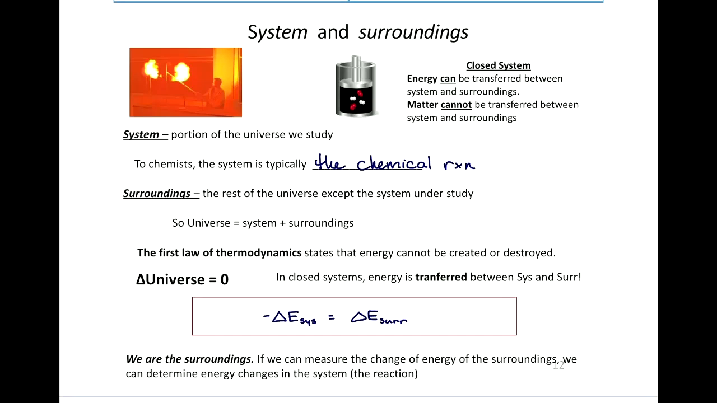System, for the most part, is the chemical reaction we're looking at. And then we have to be careful about the surroundings. Usually you are the surroundings. If you see a temperature increase, that means your system released energy, it's a negative Q. Or if you see the temperature go down, it means your reaction absorbed energy, and that's endothermic. So you are typically part of the surroundings.